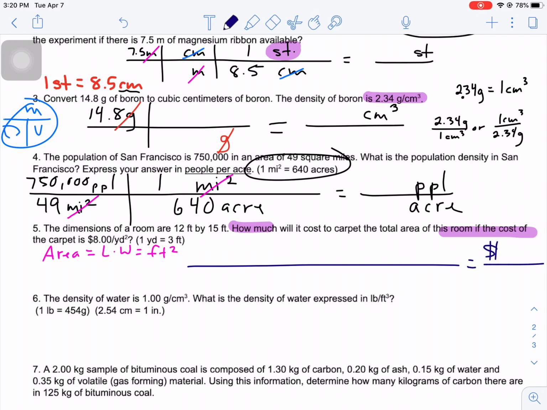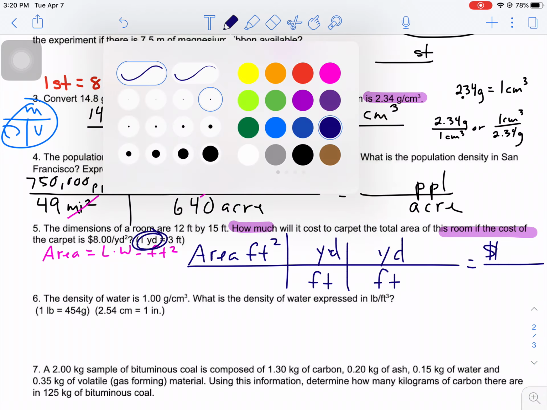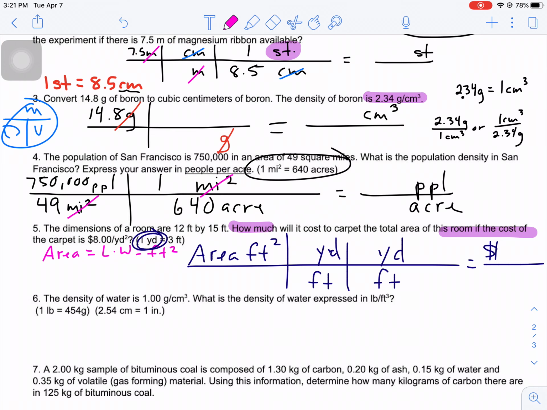So what you're going to do is you're going to calculate the area of this room, and it's going to be in feet squared. Now, in order to cancel out feet, you need to cancel it out not once, but 2 times. And where we're going to go is from feet to yards. So we're going to multiply by yards 2 times. So I'll show my unit cancellation in pink. Feet squared is canceled out by feet once, feet twice.